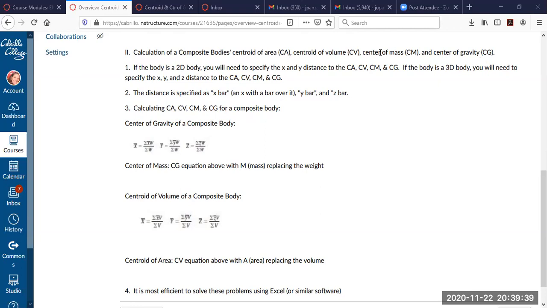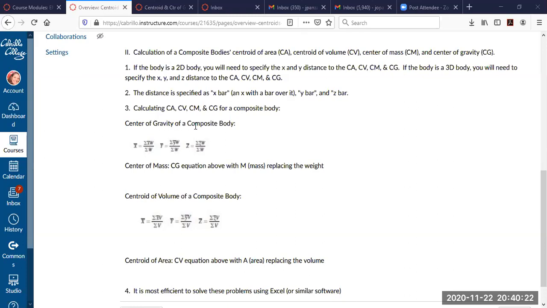And these are my own abbreviations. CG is typically used for center of gravity, but CA, CV, and CM I'm just using for simplicity's sake here. So if the body is a 2D body, you're going to need to specify the X and the Y distance to the centroids and the centers. If the body's a 3D body, you're going to need to specify the X, Y, and Z location. The distances are specified as X bar, an X with a bar over it, Y bar, or Z bar. And then number 3, in order to calculate them, let me show you how.